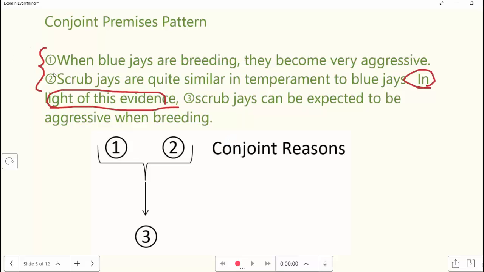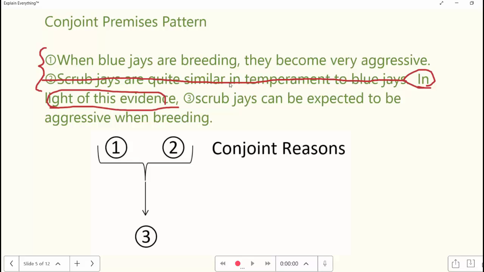Likewise, if we take out statement 2 and we look at 1, it says when blue jays are breeding, they become very aggressive. And then we try to conclude from that that scrub jays can be expected to be aggressive when breeding. Well, why would we think that's true just because blue jays are aggressive, right? It would be very odd to say that when blue jays are breeding, they become very aggressive. Therefore, when finches are breeding, they become very aggressive.